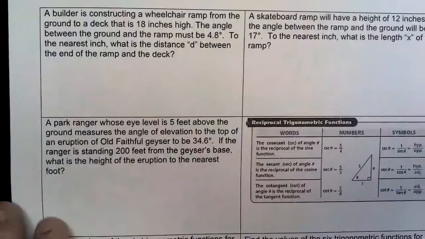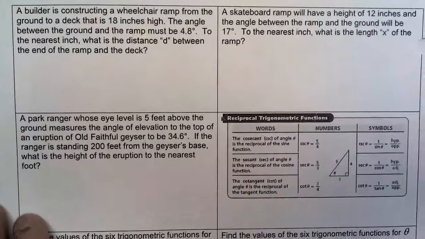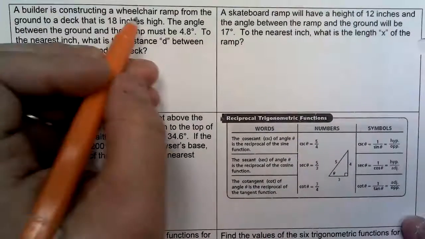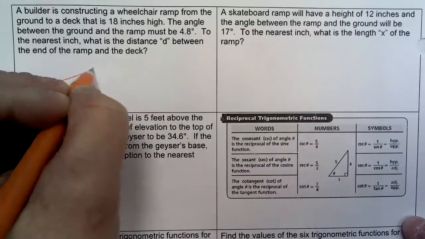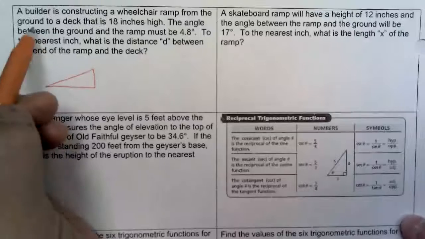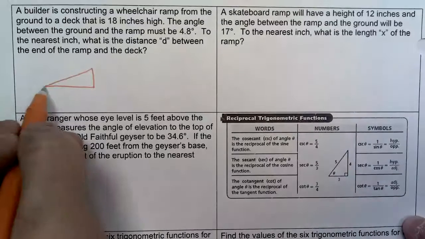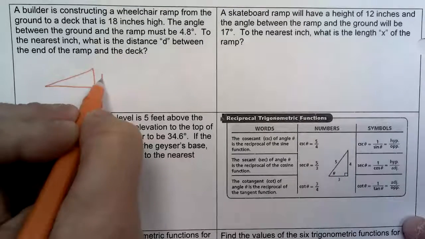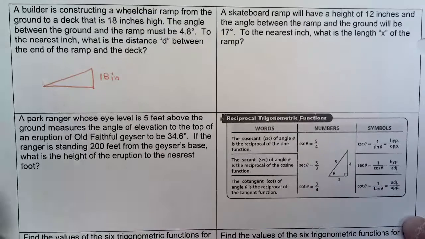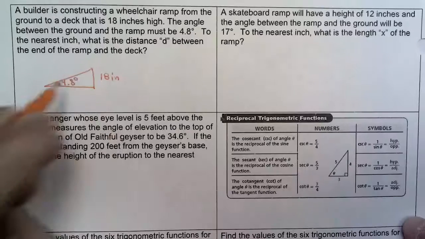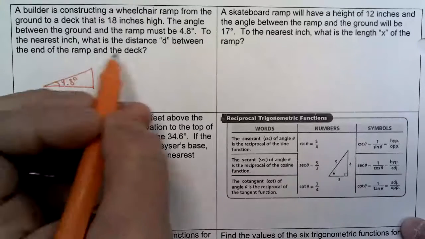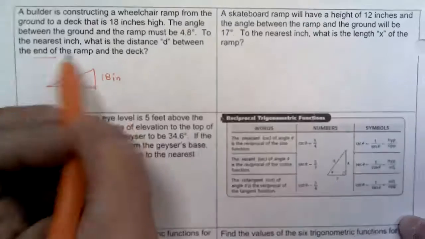So these ones are just using sine, cosine, and tangent. It says a builder is constructing a wheelchair ramp. Okay. So there's my ramp. And it goes from the ground, so here's my ground, to a deck that is 18 inches high. The angle between the ground and the ramp must be 4.8 degrees. It says to the nearest inch, what is the distance between the end of the ramp and the deck?